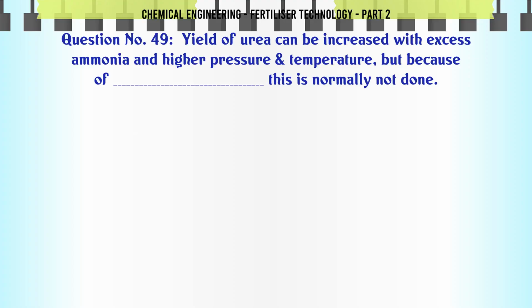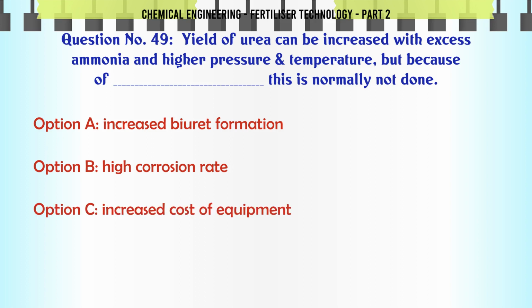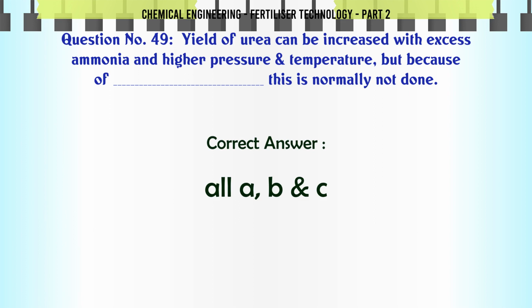Yield of urea can be increased with excess ammonia and higher pressure and temperature, but because of this it is normally not done. A. Increased biuret formation. B. High corrosion rate. C. Increased cost of equipment. D. All of A, B, C. The correct answer is all of A, B, C.